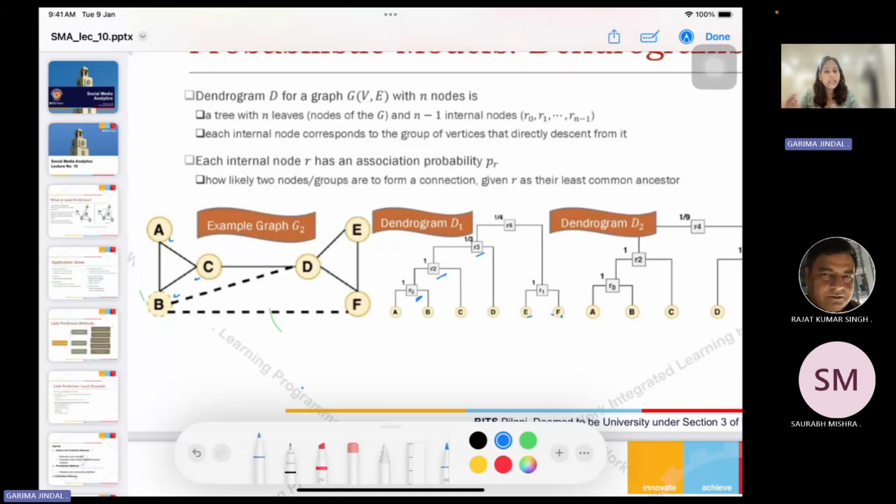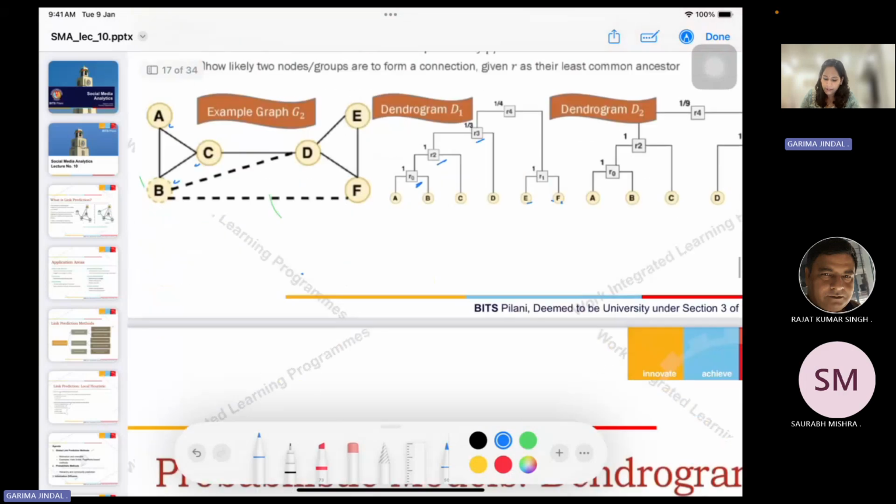Okay, and each of these internal nodes will have a probability. So there will be a certain probability that these internal nodes are formed. Now let us try to understand how we will calculate the probability that is associated with these internal nodes.